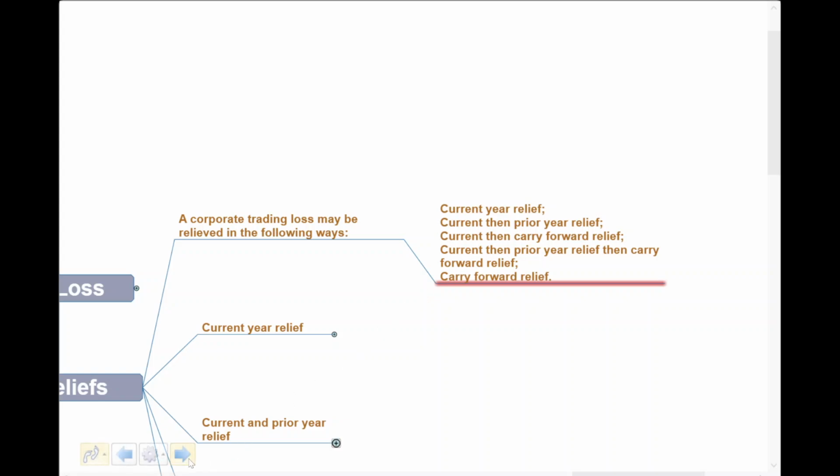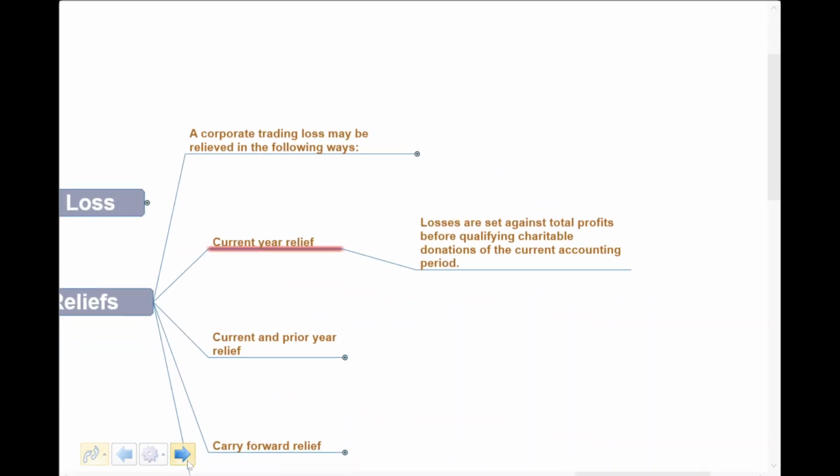So let's deal with the first one first. It says current year relief. It does what it says on the tin. I'm going to offset this trading loss, or this adjusted trading loss, against total profits, note, before QCDs of the current period. So I've got other income in the period, but I've got an adjusted trading loss. I'm just going to put it in as a minus, and offset against other credits, as it were, whether or not they are property income, interest income, etc. Okay? So that's current year relief against total profits, note, before QCDs, in the current year.